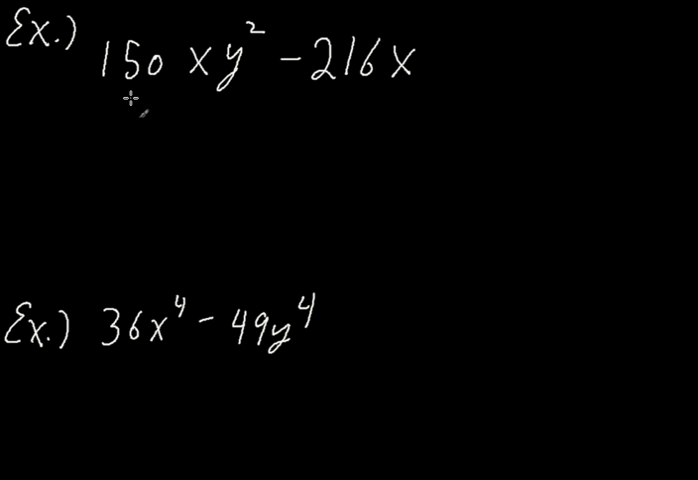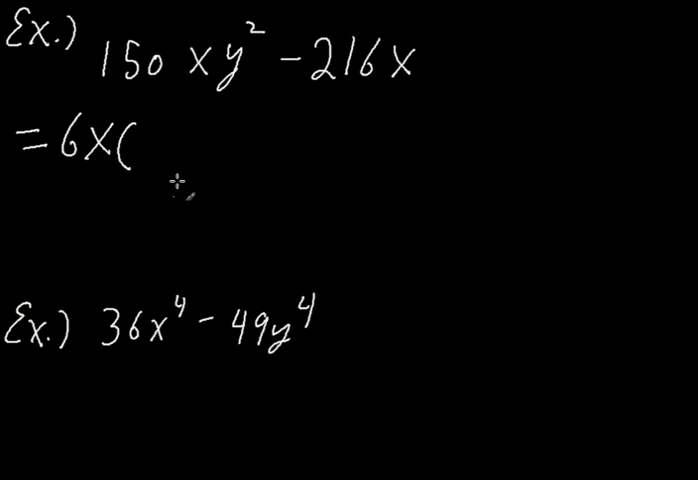Let's try this one. 150x times y squared minus 216 times x. Well, this is a little weird because, well, 150 is not a square, and 216 is not a square. So something's going on. I noticed that this has an x and this has an x, and they're not squared. So we could at least factor out the x. Is there a greatest common factor that we could factor out with that x? And I think there is. I think we could factor out a 6. So I'm going to factor out 6x.